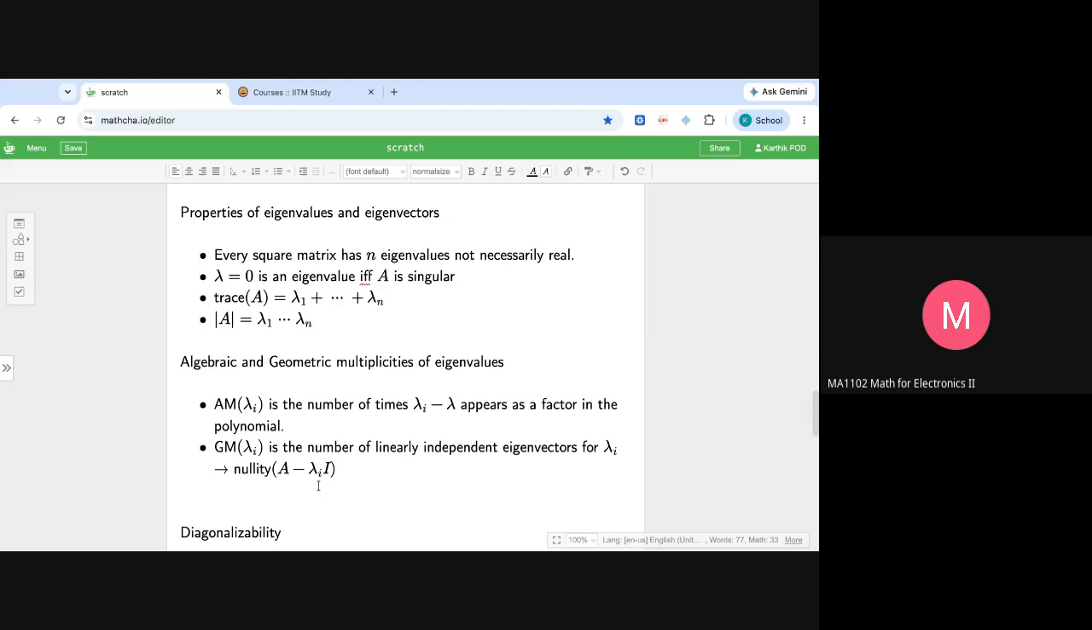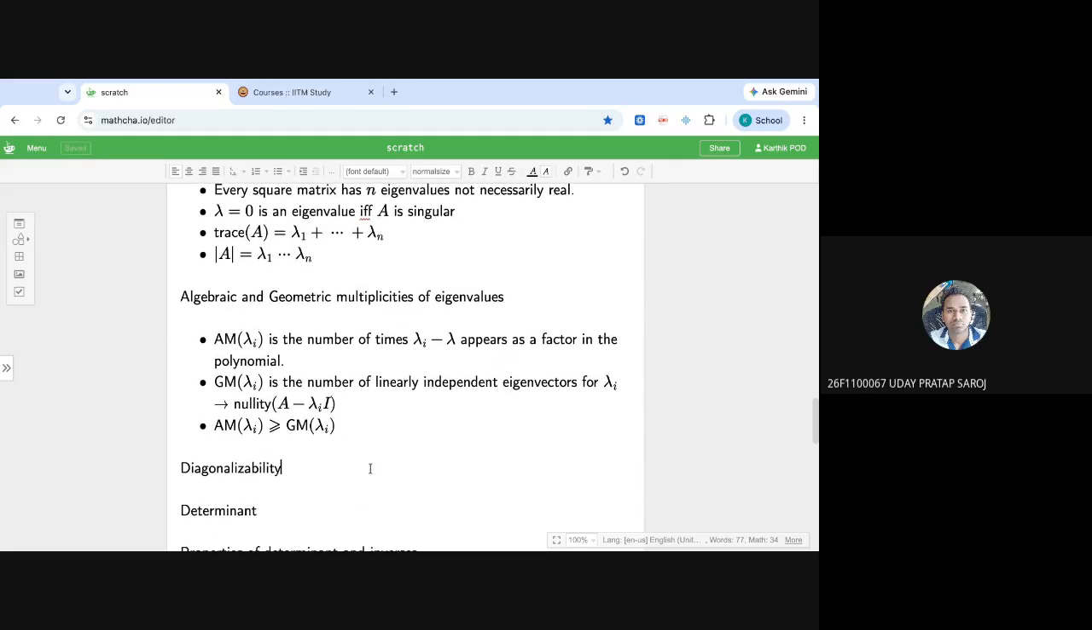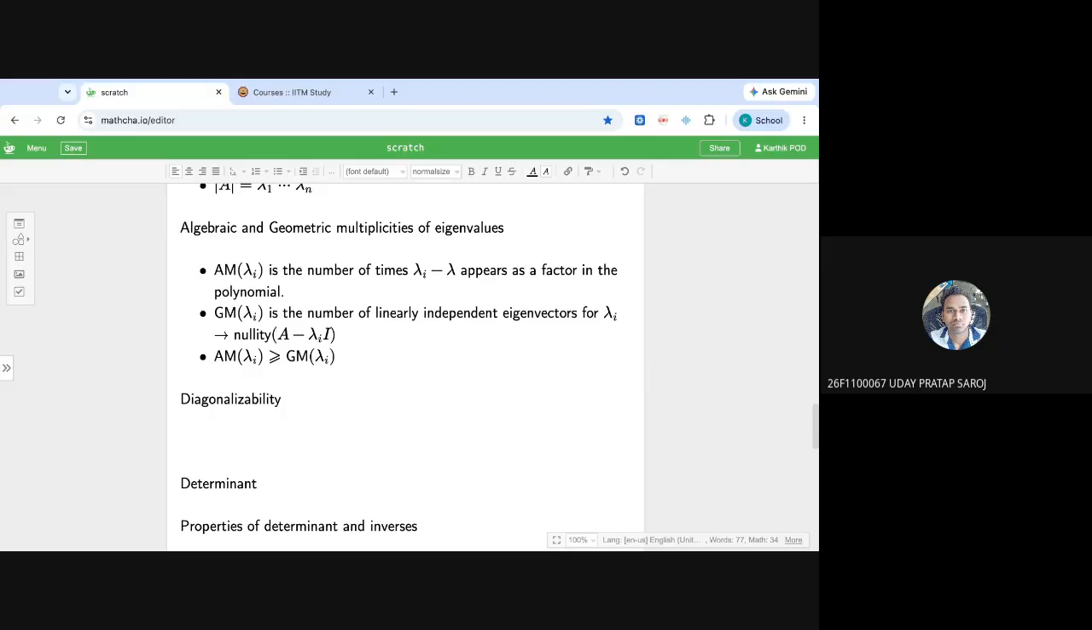So that is that, and we have this inequality: AM of lambda i is always greater than or equal to GM. And this leads us to diagonalizability, which is a subset of this condition, basically the equal to sign. This was again motivated by matrix powers, by PDP inverse, that whole thing.